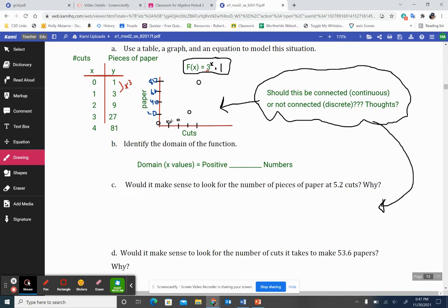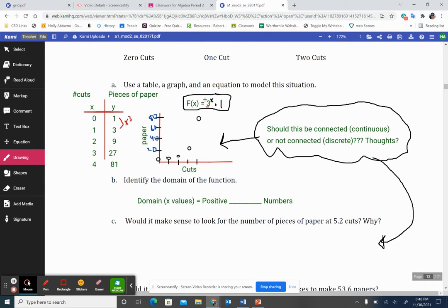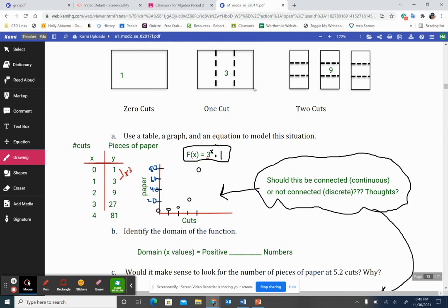If you think it should be connected, I want you to talk to your partner and tell them why you think that this should be connected. If you think it's discrete, I want you to justify your reasoning why. And go ahead, it says identify the domain. Well, our domain is positive something numbers. They're either positive whole numbers if you think that it is discrete, or it's going to be positive rational numbers if you think it's going to be continuous. So I just want you to justify. I don't think there's a right or a wrong answer here, as long as your justification matches.